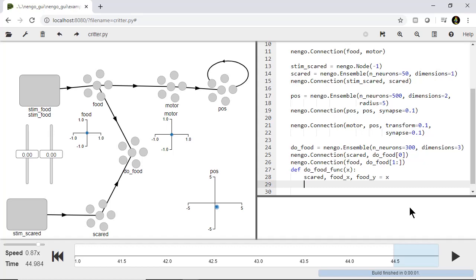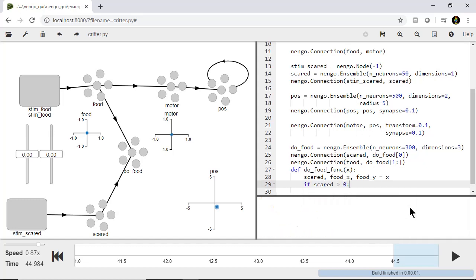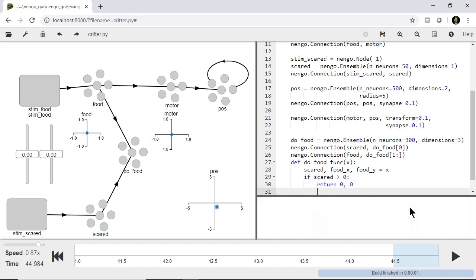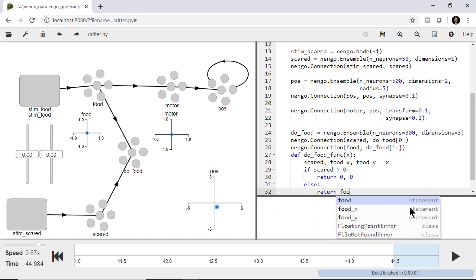And now what do I want this function to do? Well, I want it to do just exactly what we were saying. If scared is greater than 0, then don't go to the food. Otherwise, if I'm not scared, then go to the food.